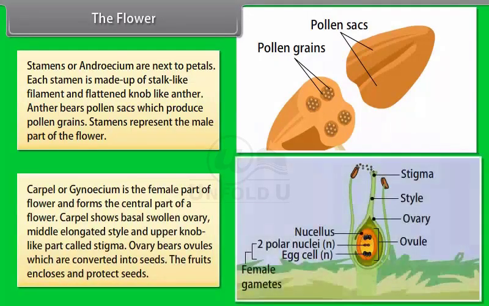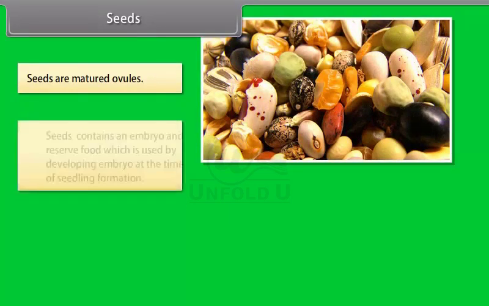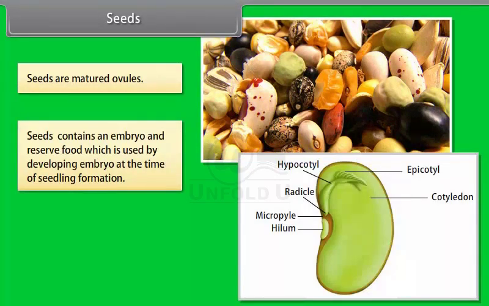Carpel or gynoecium is the female part of flower and forms the central part of a flower. Carpel shows basal swollen ovary, middle elongated style, and upper knob-like part called stigma. Ovary bears ovules, which are converted into seeds. The fruit encloses and protects seeds. Seeds. Seeds are matured ovules. Seeds contain an embryo and reserve food, which is used by developing embryo at the time of seedling formation.